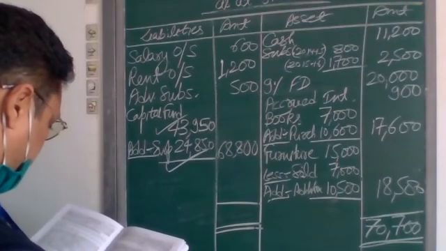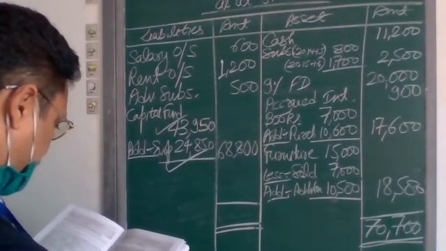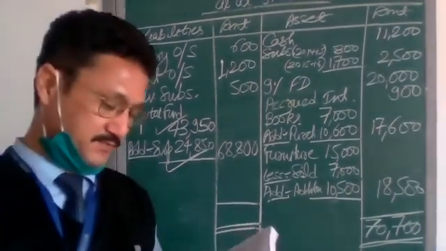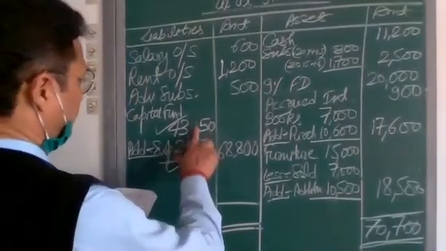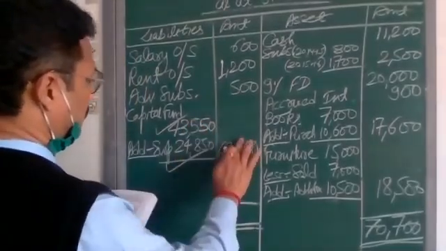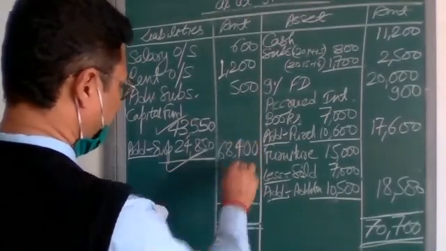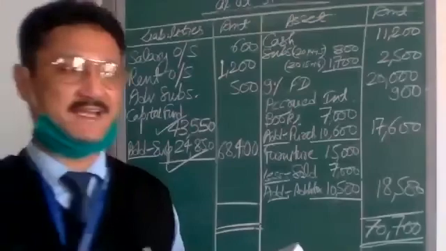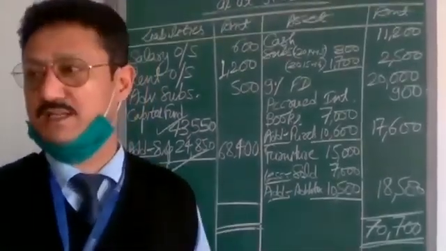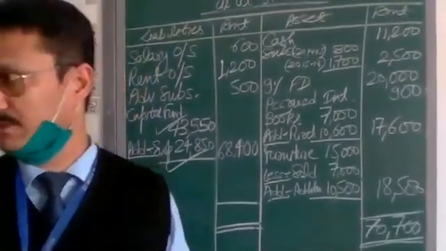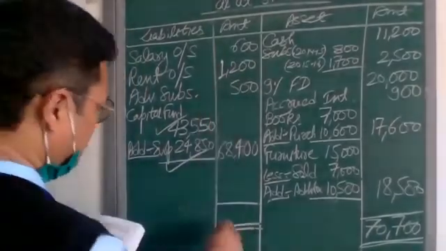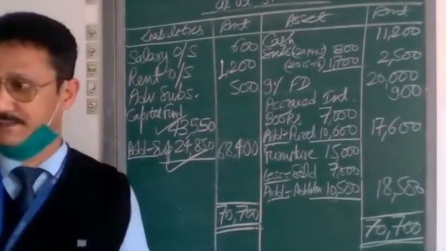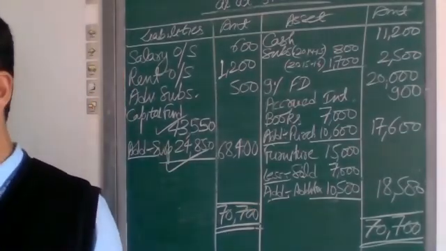So the answer will come only by 550. Then we must have written it wrong at that time. 43,550. Capital fund, please correct it. It is 43,550. Now this is correct. 70,700. Check it, total the asset side.